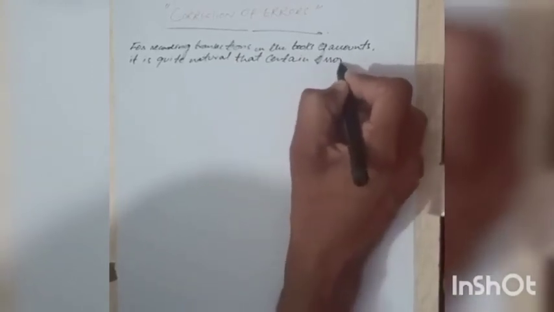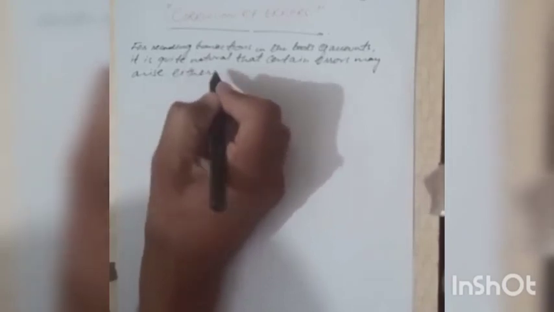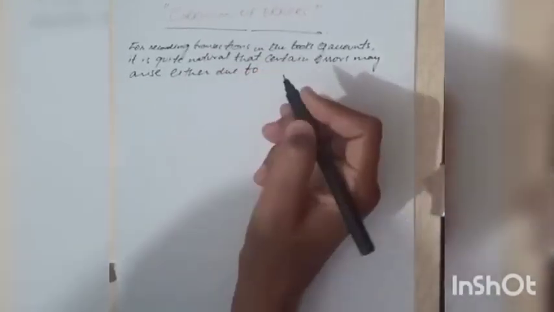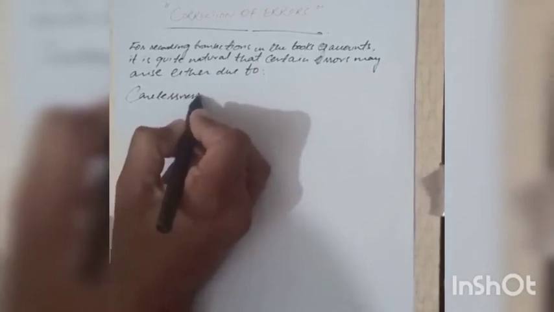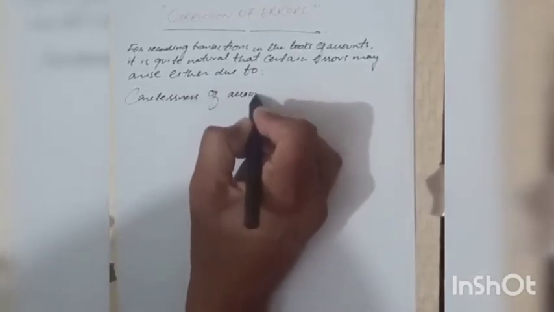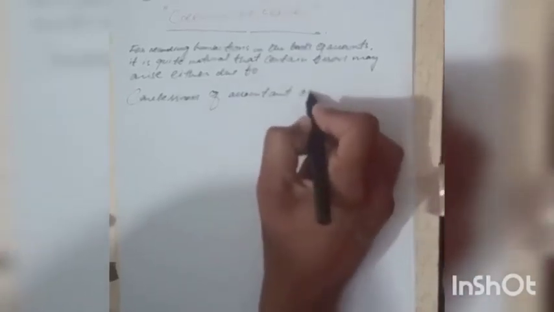Errors may be divided in the following classes. Number 1, bookkeeping error, and number 2 is trial balance error. When we further categorize bookkeeping errors, we come to know that bookkeeping errors are those which are made in the original documents, that is original entry books, ledger, etc. Bookkeeping errors can be classified into the following 4 categories.